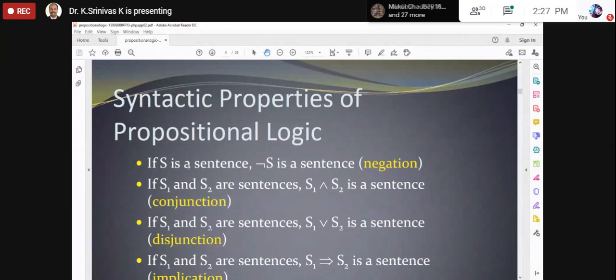Now, what are the various properties of propositional logic? Normally we don't focus on this type of logic. If S is a sentence, I call it an action. Then the negation of S is the opposite sentence. I'm feeling hungry. Negation of feeling hungry: I'm not feeling hungry. I'm going to office. Negation: I'm not going to office. So every action will have a negation.